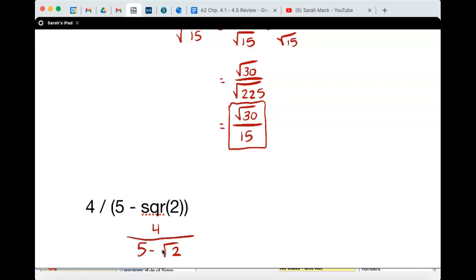Here's the best one. 4 over 5 minus the square root of 2. So I have a binomial in the denominator. What am I going to have to multiply by?